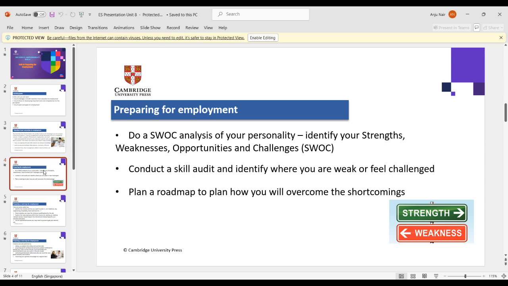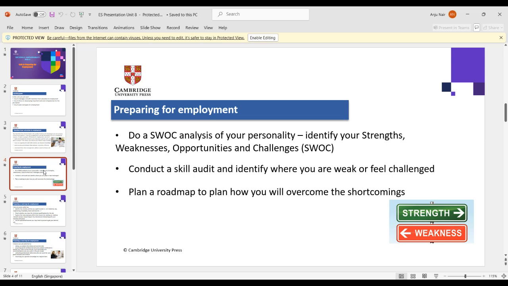Is there a written test? If there is a written test, how do I practice for that? What are the preparations that I need to do for that? Do they have an interview, or is it a group discussion, or is it a case study analysis? All these things you should know. Then conduct a skill audit and identify where you're weak or feel challenged. What are the skills that employers demand? I told you, those are the broad ones. So split them down and make them more specific and clear.